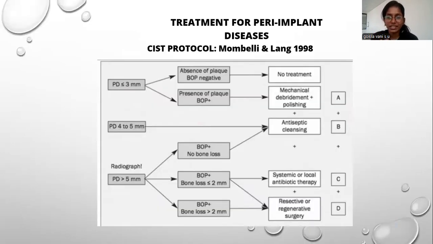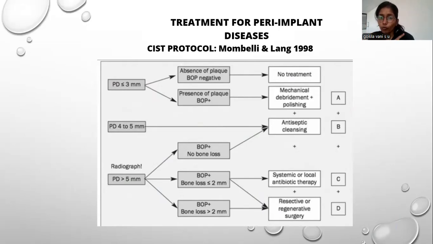So how do we treat peri-implant disease or peri-implantitis? The protocol is given by Mombelli and Lang. When the probing depth is less than 3 mm, you do not see any plaque and bleeding on probing is negative, then you don't need any treatment, just follow up. If there is presence of plaque and BOP is positive, but probing depth is less than 3 mm, then do mechanical debridement and polishing.